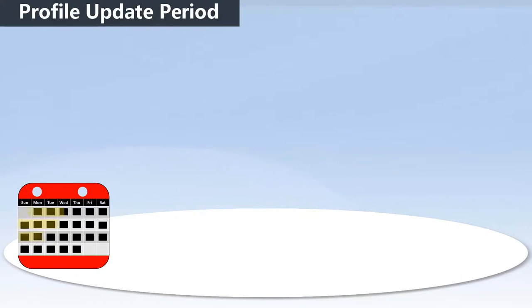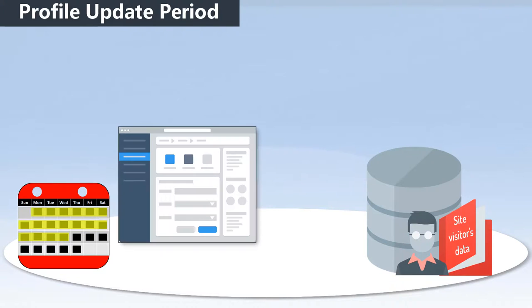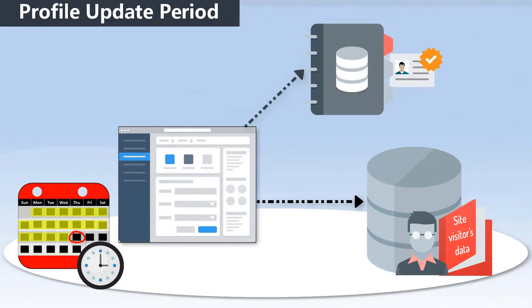With profile update period, you can set an expiry period for the captured site visitor's data. After the expiry period, a call triggers Visitor Services to obtain fresh data from external providers. The site visitor's data is refreshed and updated to the local database.